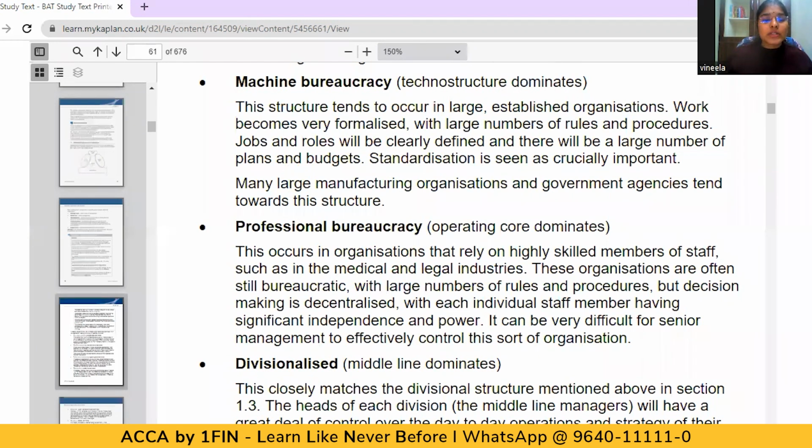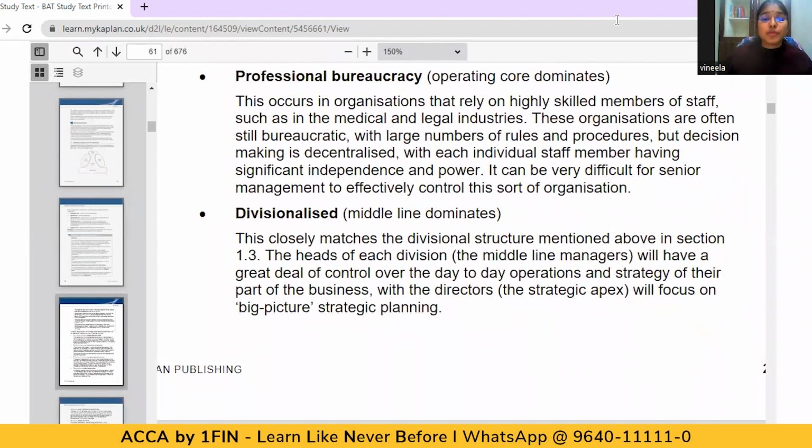So moving into the third one, professional bureaucracy, which is dominated by your operating core people. Ma'am, how can operating core people dominate? See, this happens in professional organizations. Take a CA firm or a law firm, where people will be all lawyers or professional chartered accountants or professional company secretaries or professional ACCAs or professional CMAs. So these people will be the core people in that organization who will run the overall work.